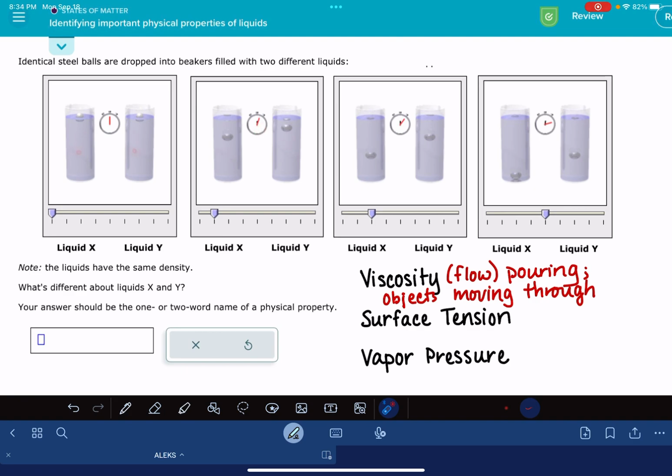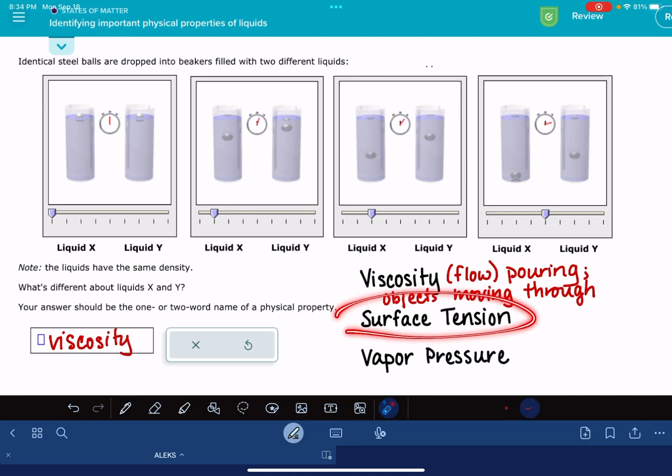Since I can see that in this liquid the ball bearing moves quite a bit faster, and in my other liquid the ball bearing moves quite a bit slower, that means for my ALEKS problem, the answer here would be viscosity. That is how the two fluids are different from each other.